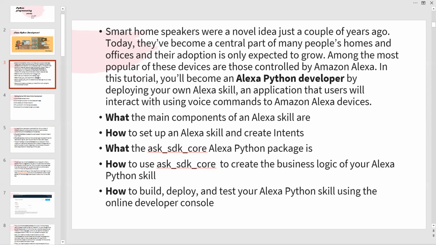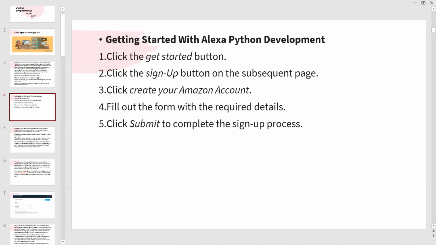In this, we are going to see what the main components of an Alexa skill are, how to set up an Alexa skill and create intents, what the ASK SDK Core Alexa Python package is, how to use ASK SDK Core to create the business logic of your Alexa Python skill, and how to build, deploy, and test your Alexa Python skill using the online developer console. Getting started with Alexa Python development.